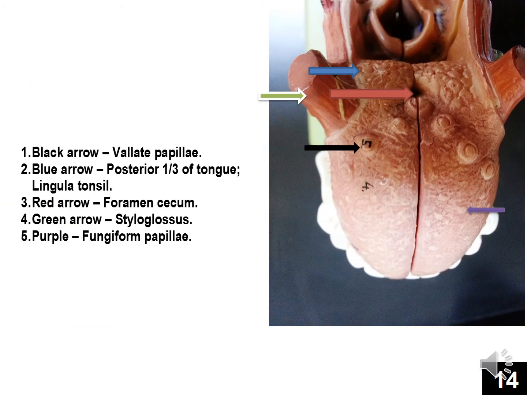Here you can see the various papillae. With the purple arrow you can see the fungiform papillae. Behind them, indicated with black, are the vallate papillae, which as we said number about 7 to 12 and are arranged in an inverted V shape. Behind the apex of that V you can see with the red arrow the foramen cecum, which is the remnant of the thyroglossal duct.